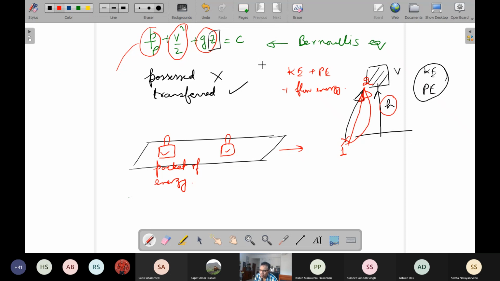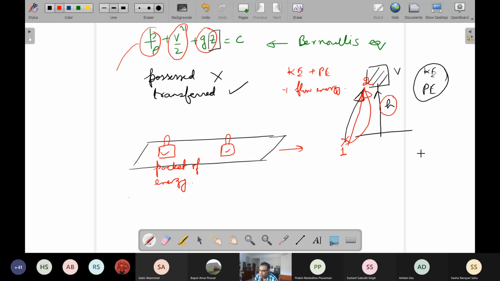So here we have a conservative nature because there is no dissipation, and in that way the sum total of kinetic energy, potential energy and flow energy transferred remains constant in the absence of any dissipation. So that is the physical meaning of the Bernoulli's equation.